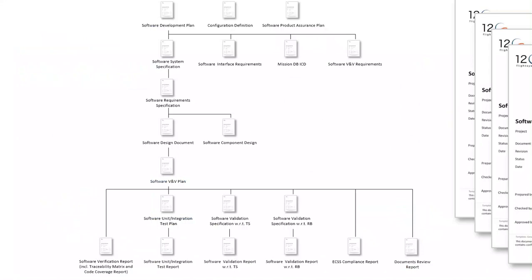Just for illustration, you can see here the full documentation tree that we produced for PUSopen. So we started at the beginning of the project with the development plan, with the configuration definition, with the software product assurance plan. We had a full set of software and system specification and the interface documents. And then we continued with the design level documents and of course the full set of the VNV plans, VNV specifications, and VNV reports.